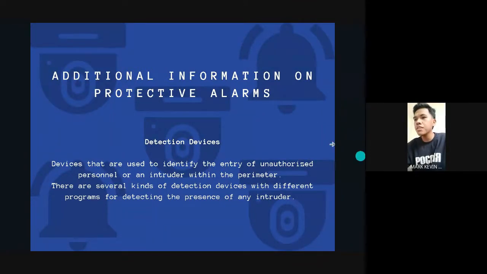The following will be additional information on protecting alarms and devices. So what are detection devices? Devices are used to identify the entry of unauthorized personnel or an intruder within the perimeter. There are several kinds of detection devices with different programs for detecting the presence of an intruder. So from the word itself, these devices detect unwanted presence in various ways.